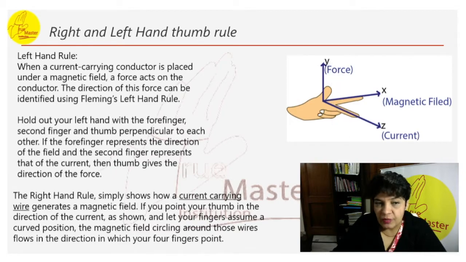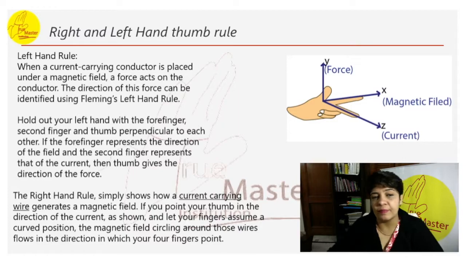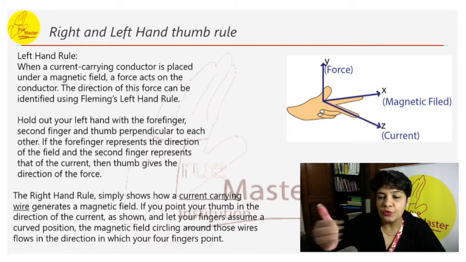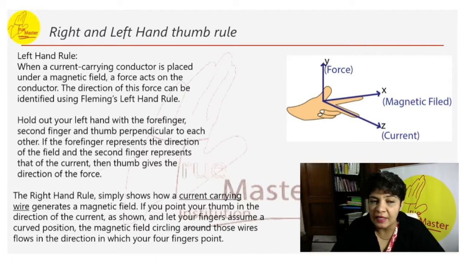Right hand rule, I'll show you a small animation also, but just since the text is written here. Right hand rule simply shows how a current carrying wire generates a magnetic field. If you put your thumb in the direction of the current, and let your fingers be curved around, like if this is the current, you just put your fingers all the way around like that, it becomes the direction of the magnetic field.